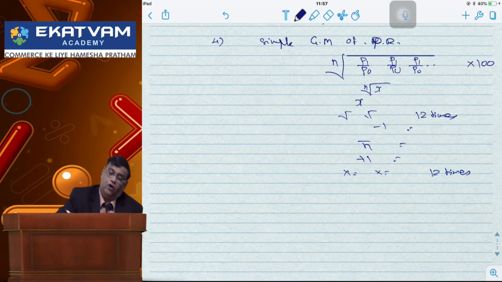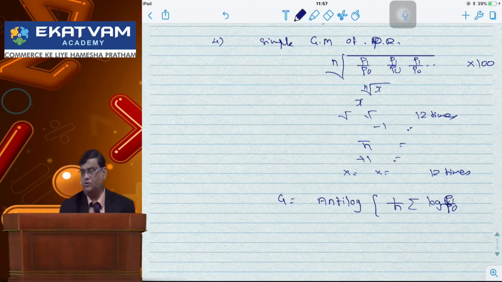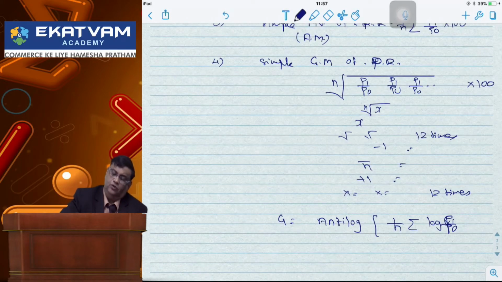Clear? But for the case of theory question, this geometric mean is antilog of 1 upon n summation log x, or log of P1 upon P0. Clear? It's an average of logs. But that is only for theory question. For solving the problem, the earlier one is good enough.